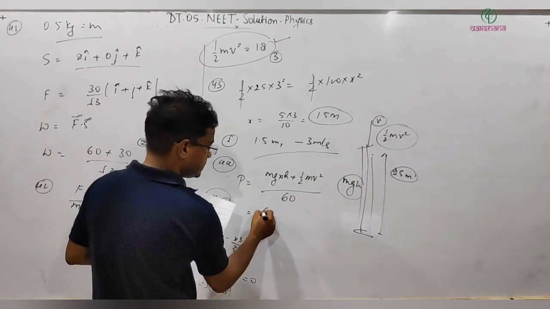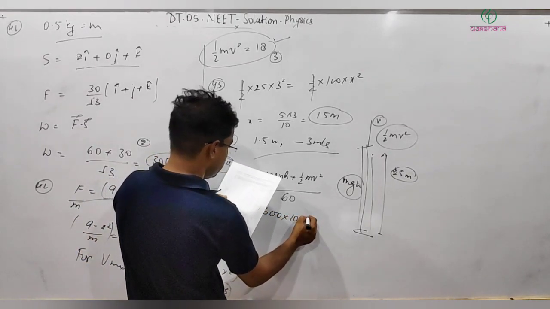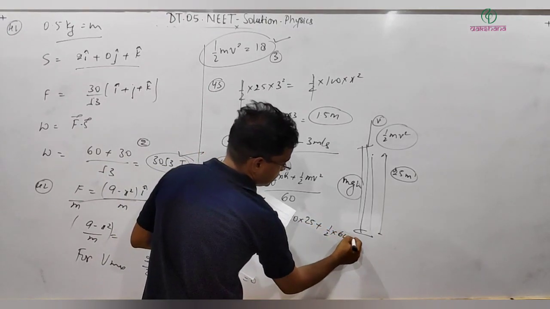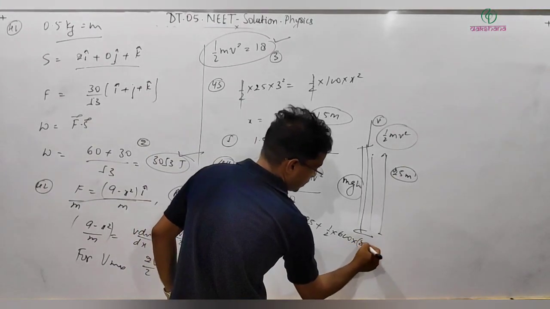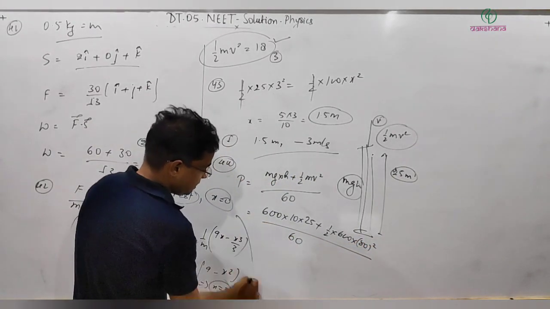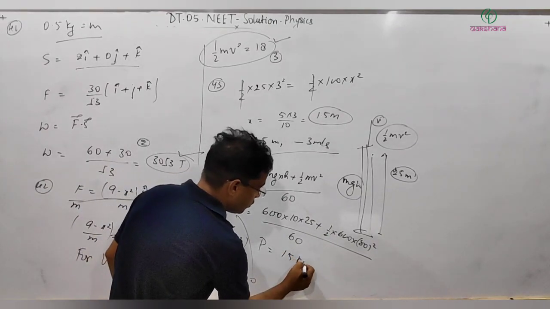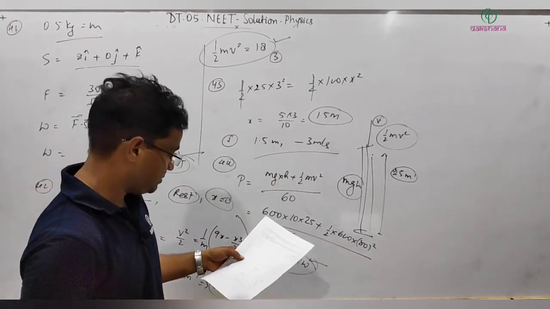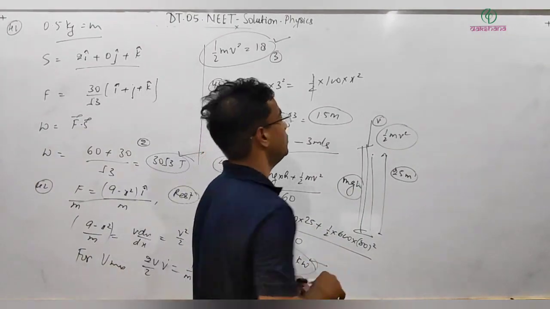So here m is 600, g is 10, h is 25 meter, plus half into 600 into v squared, with speed 50 meter per second, so 50 squared, all divided by 60. We can simplify it further and solving we get 15 kilowatt. This is the answer for problem number 44, matches with option 2.